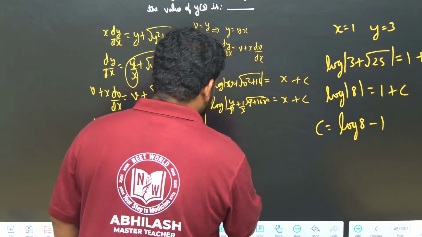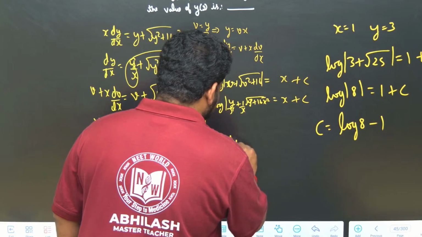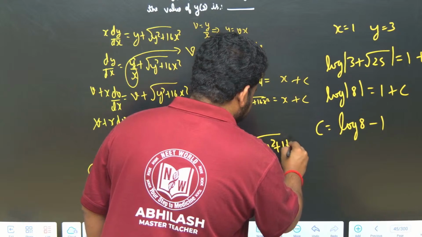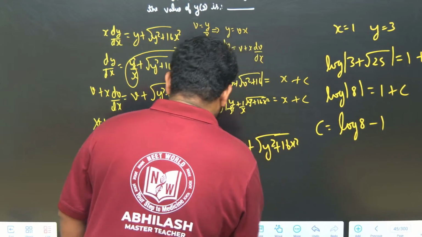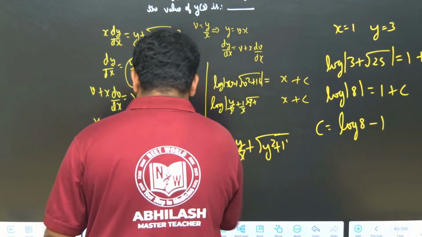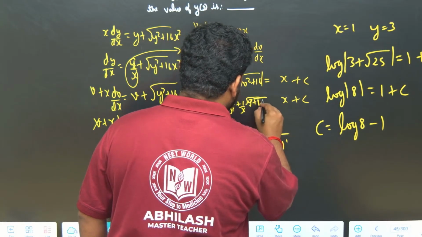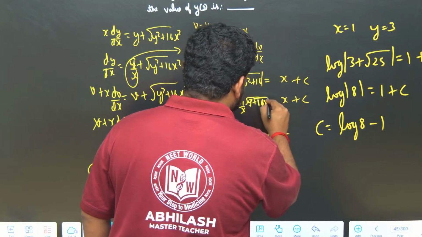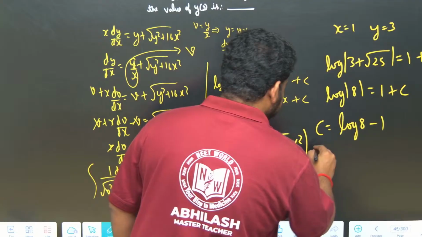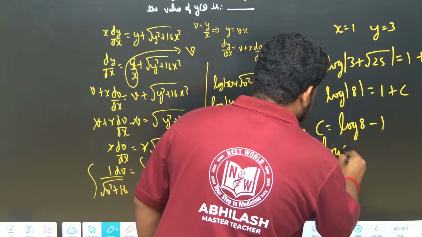This will become equal to log of y by x plus square root of y square plus 16 x square. 16, it should not be x square, just 16. I have taken x outside. Let it be x square, not a problem. So 1 by x plus, what we got is log 8 minus 1.